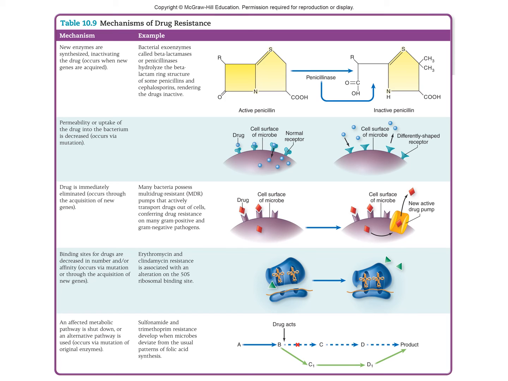You can also have the binding sites for drugs decreased in number and affinity. This occurs via mutation or through the acquisition of new genes. If you see here, one of the antibiotic classes works on the large subunit of the ribosome, or the small, or both. In this case, it basically ruins the binding site for this particular medication.